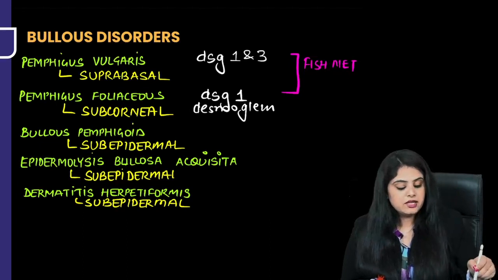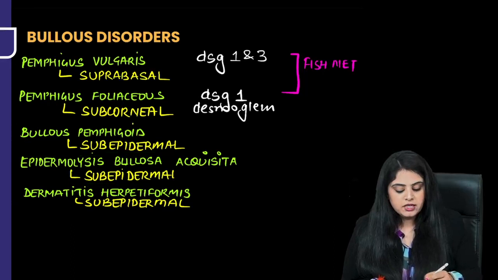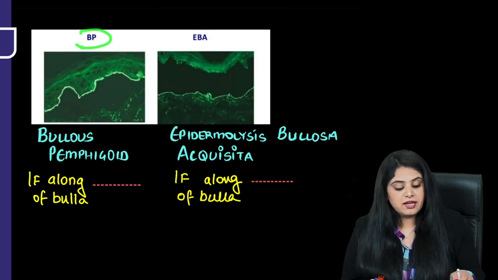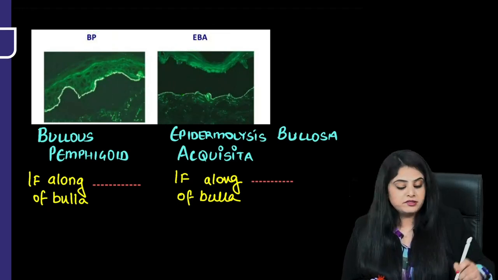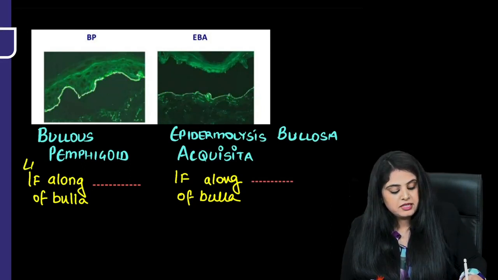Now let's come to the other three. All three of them are subepidermal. How will we differentiate? So first let me show you. This is how you differentiate a bullous pemphigoid from epidermolysis bullosa acquisita. You will say, okay ma'am, in both I can see a cavity, but in the immunofluorescence that I see, in one the green color is coming above and in one the green color is coming below. So in both of them, the green color is like a line, that is a linear pattern.